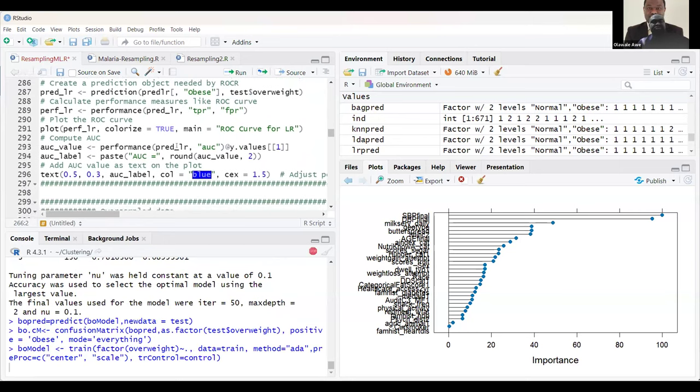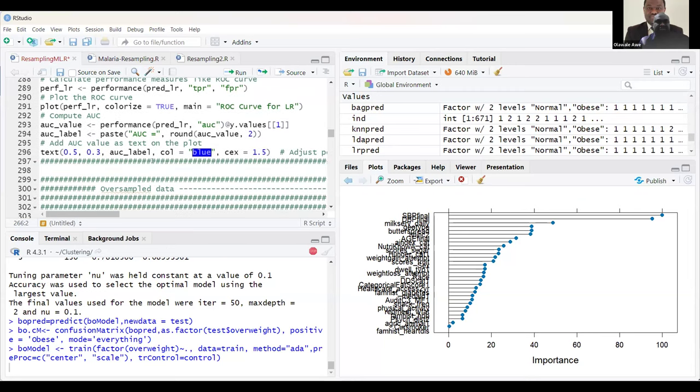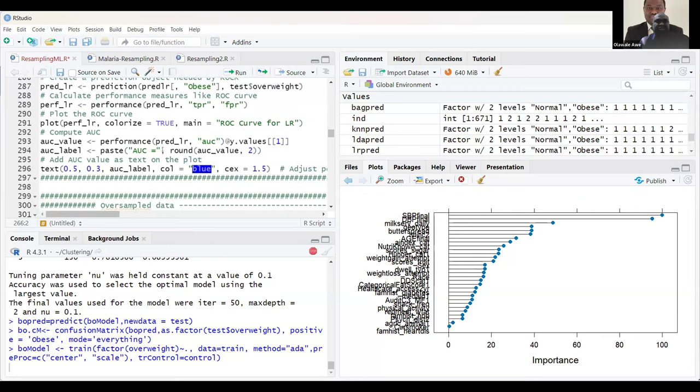Now, the boosting model, because it's an ensemble, like I said, combines predictions from several models. That's why it could take a longer time to run. Another metric we can use is log loss, which is not covered in this work.